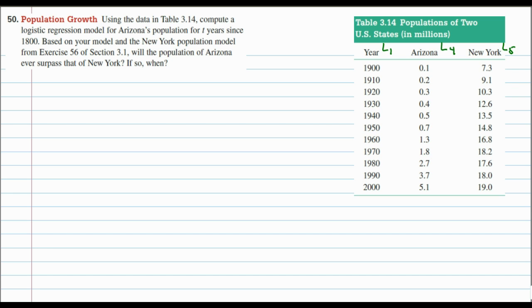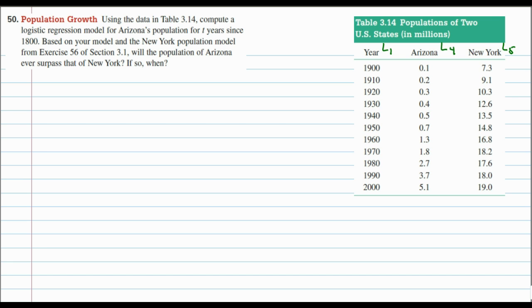Now try problem number 50. It says, using the data table in 3.14, compute a logistic regression model for Arizona's population for T years since 1800, based on your model and the New York population model from exercise 56. Oh, how nice of them. Well, we haven't done exercise 56 yet, so I guess we're making both of those models just like we did in the last problem. Anyway, compare the two models, and then will the population of Arizona ever surpass that of New York? If so, when?